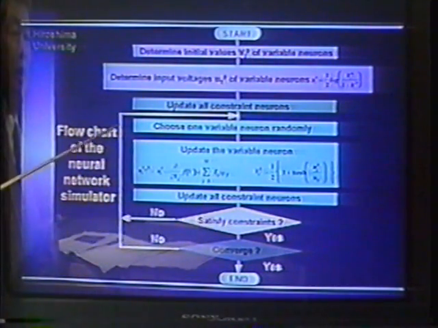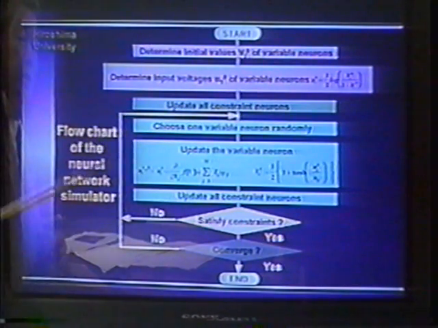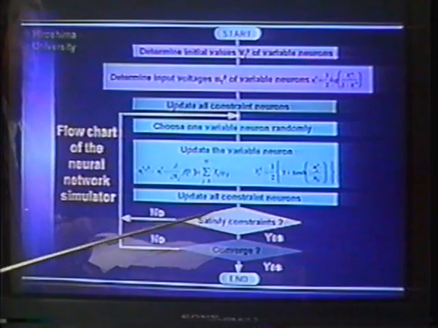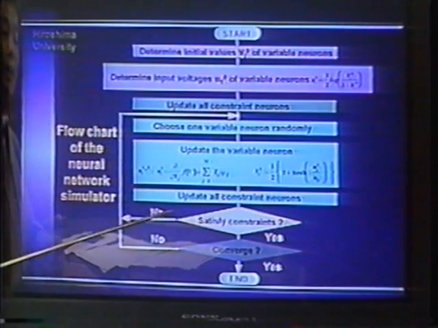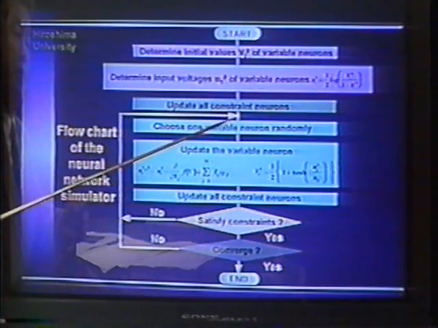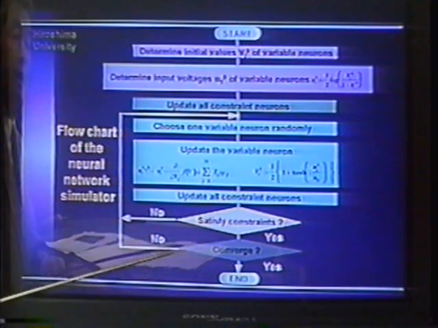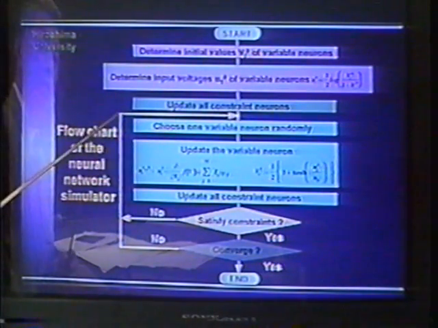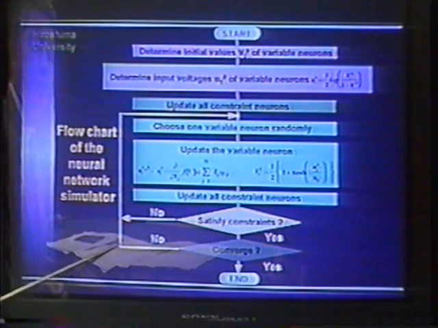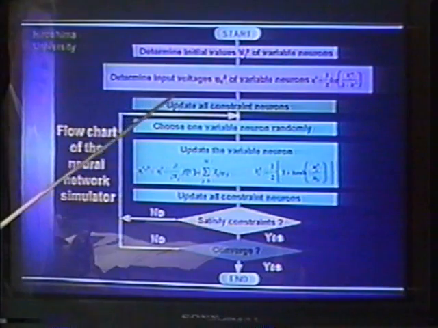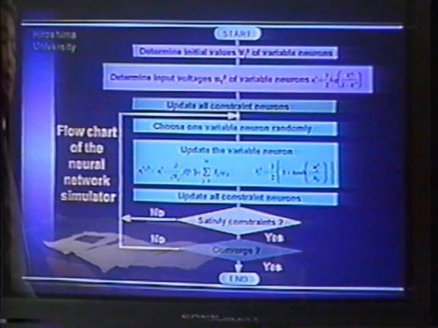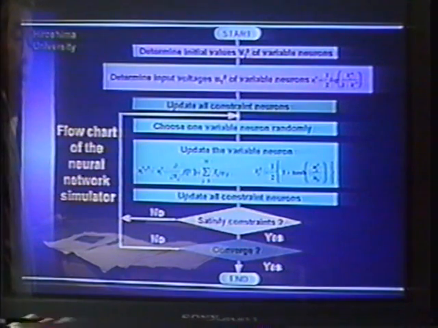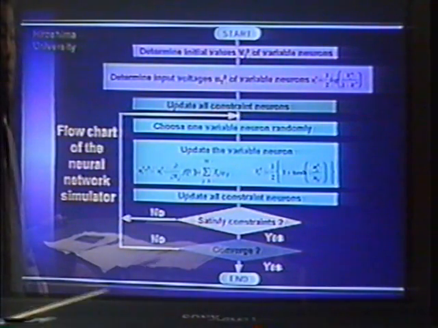And update all constraint neurons, and if the constraints are satisfied, it comes here. If no, it comes back here. And we iterate this loop several hundred times, and then check convergence. Sorry, this is a mistake. This loop comes up here and goes back to here. Okay, this point. And so, in my experience, maybe 70 or 80% of cases will converge.